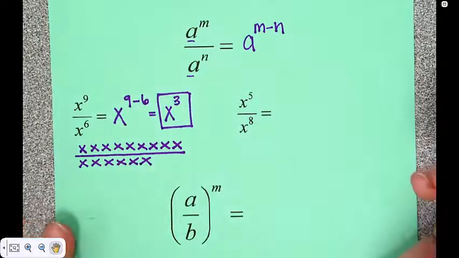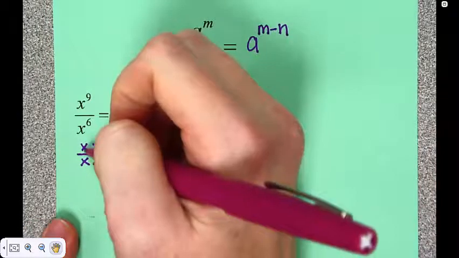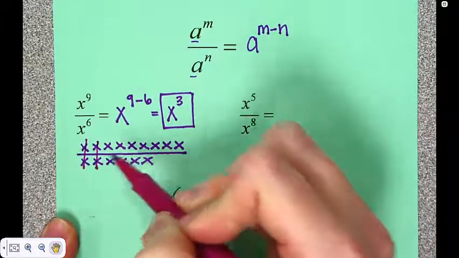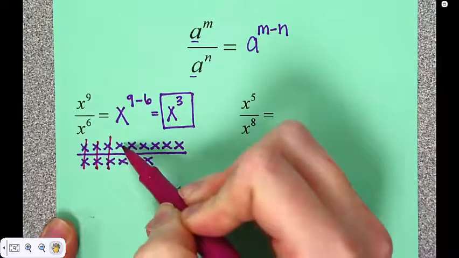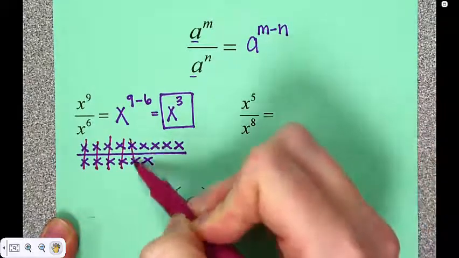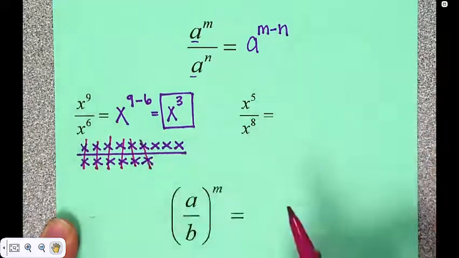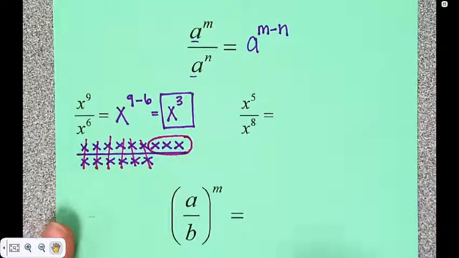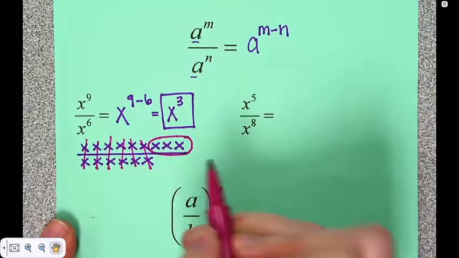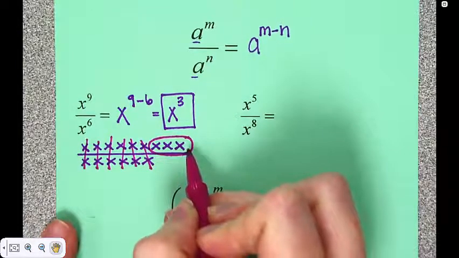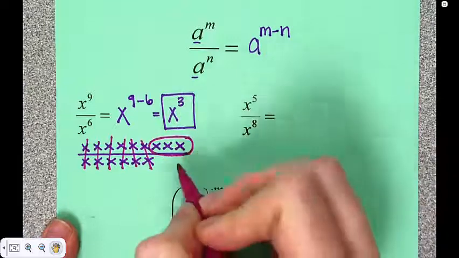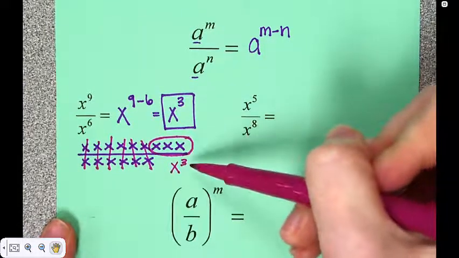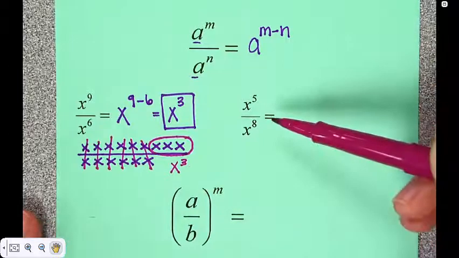So let's see how many of these we can cancel out. So this x divided by this x cancels, this x divided by this one, and so on, until all 6 pairs are canceled. How many x's do we have left in the top? We have 3. Remember, these are being multiplied together, so x times x times x is going to give us x to the 3rd. That's our exponent. So notice that's how this property works. Now let's do our second example here.